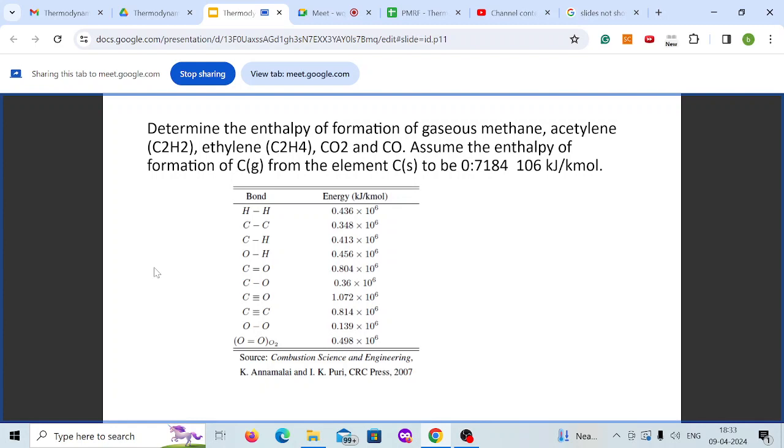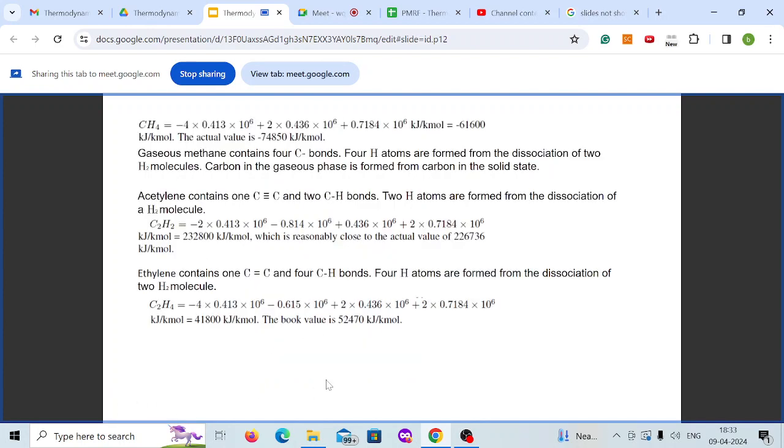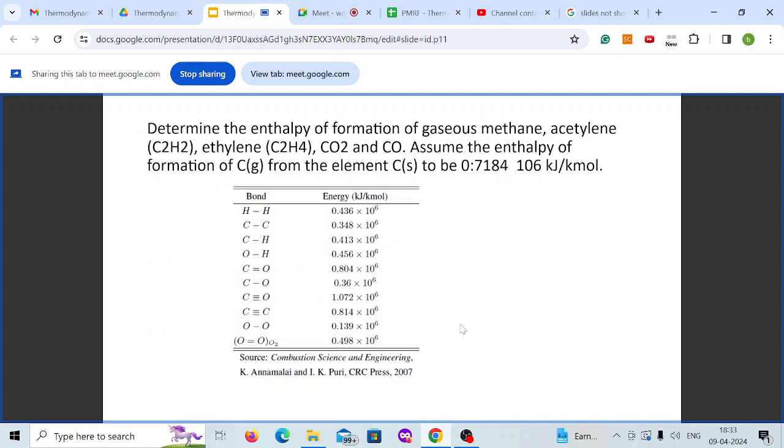So hydrogen bond has energy of 0.436 into 10 power 6. The carbon bond is 0.348 into 10 power 6, and so on. So you have carbon double bond, carbon triple bond, and carbon with oxygen, all is given. So we'll see how you can find out the enthalpy of formation of the gas using this data.